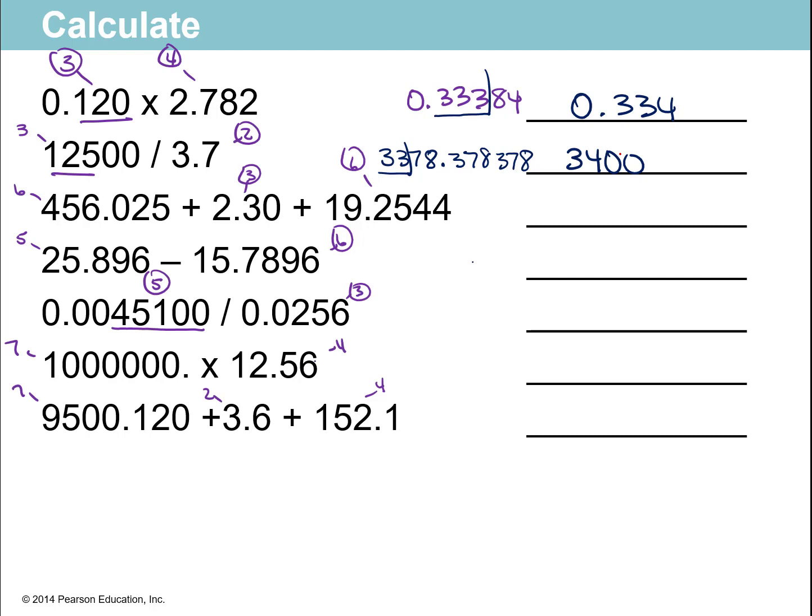Now with addition and subtraction, do the math first. So you've got to go and add those numbers. 477.5794. Okay, everybody got that?